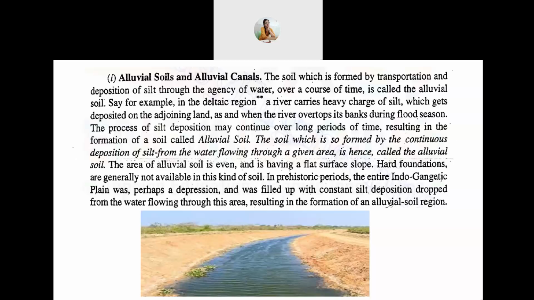Now the area of alluvial soil is even and is having a flat surface slope as seen in the picture given below. Hard foundations are generally not available in this kind of soil. In prehistoric periods, the entire Indo-Gangetic plain was perhaps a depression and was filled up with constant silt deposition dropped from the water flowing through this area, resulting in the formation of an alluvial soil region. In this picture, you can see alluvial canal.